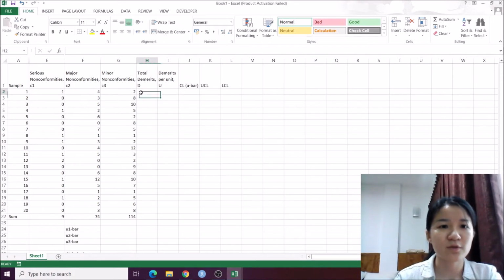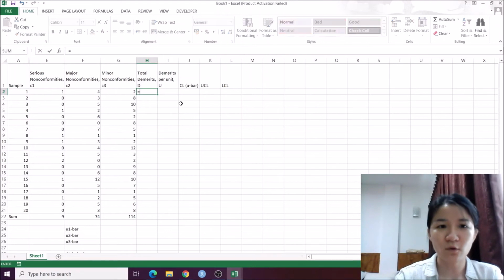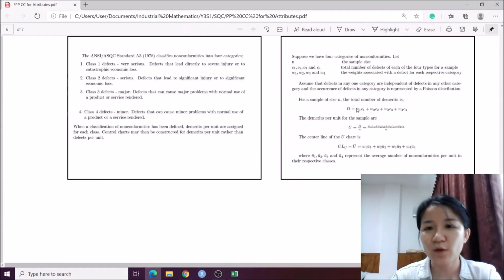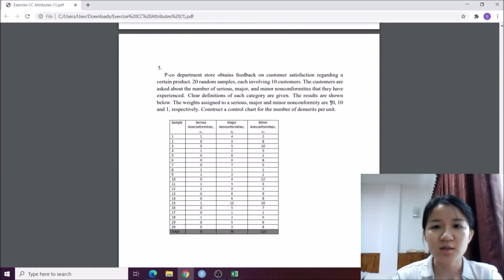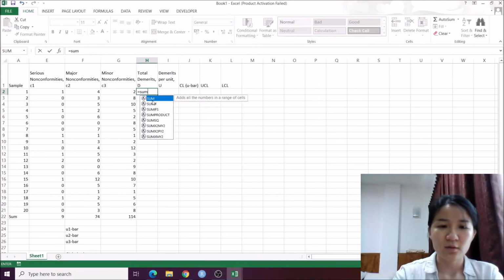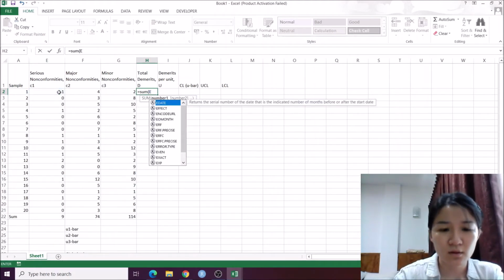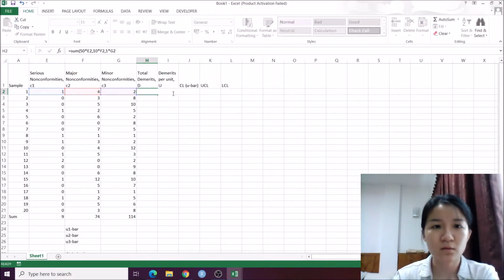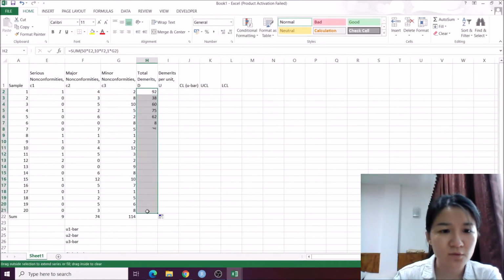And the first thing to solve this question is to calculate the total demerits for each sample. From the formula, we know that we have to multiply by the weightage for each of the C. And the weightage is 100, 50, 10, and 1 respectively. So here we can sum them up. And same thing for the others.